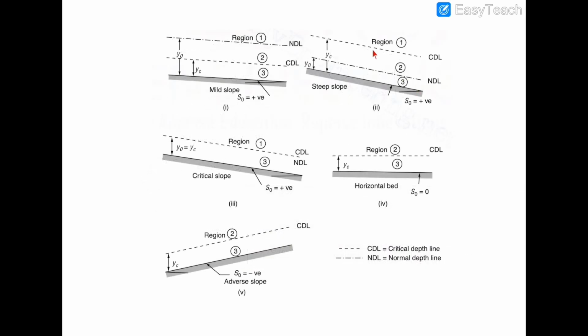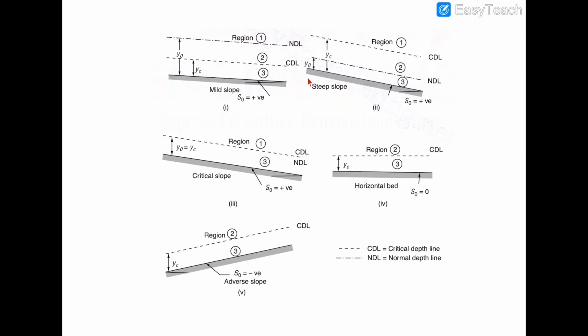These are the 5 categories of channel. This is mild slope, steep slope, critical slope, this is horizontal bed, this is adverse slope. We know for mild slope, y naught is greater than yc. This line represents the normal depth line. This line represents the critical depth line. This is designated as NDL, this is CDL.